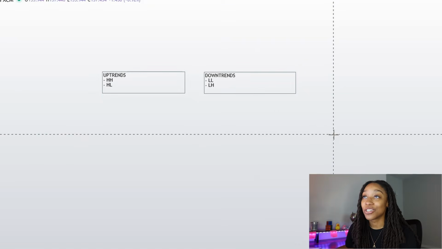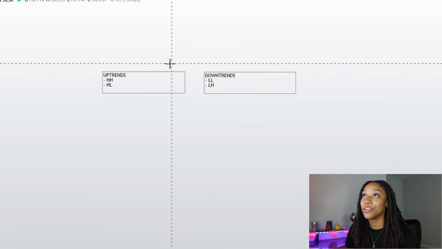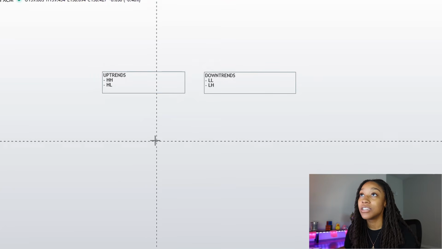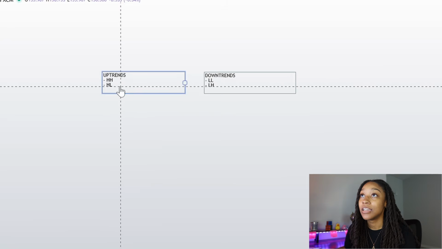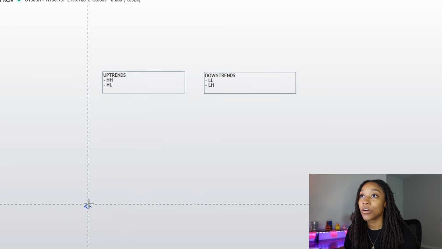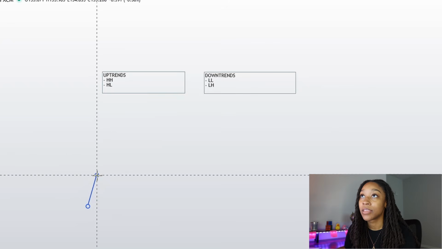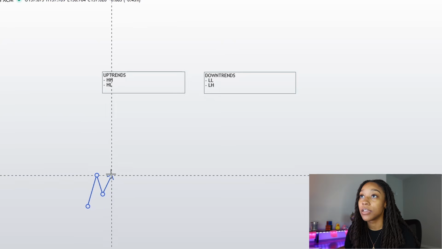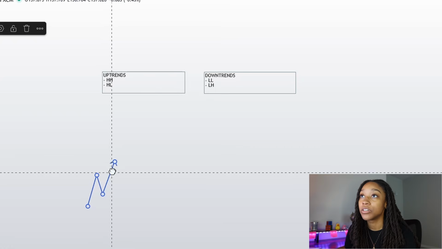Market structure. What is market structure? Well, first and foremost, market structure is made up of two main things: an uptrend and a downtrend. An uptrend will only consist of higher highs and higher lows. So for example, in a trending market, the market makes a high, then a higher low, because this low is higher than its previous low, and then a higher high. So uptrends only have higher highs and higher lows.